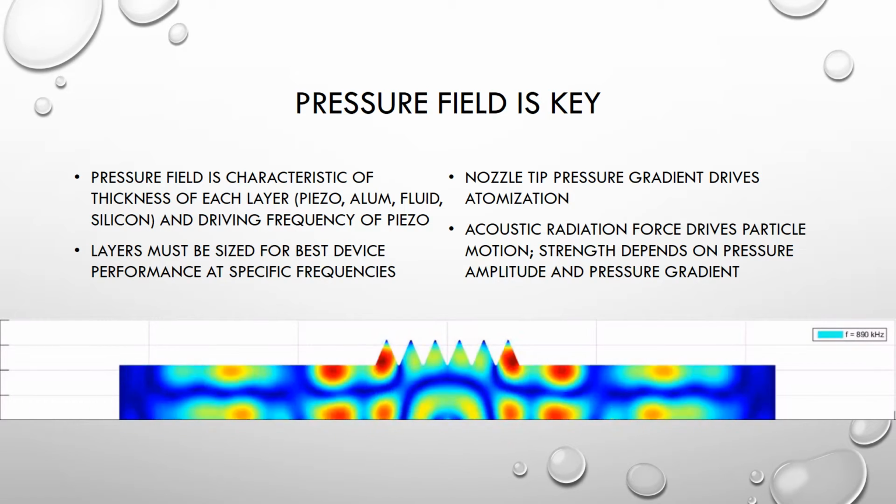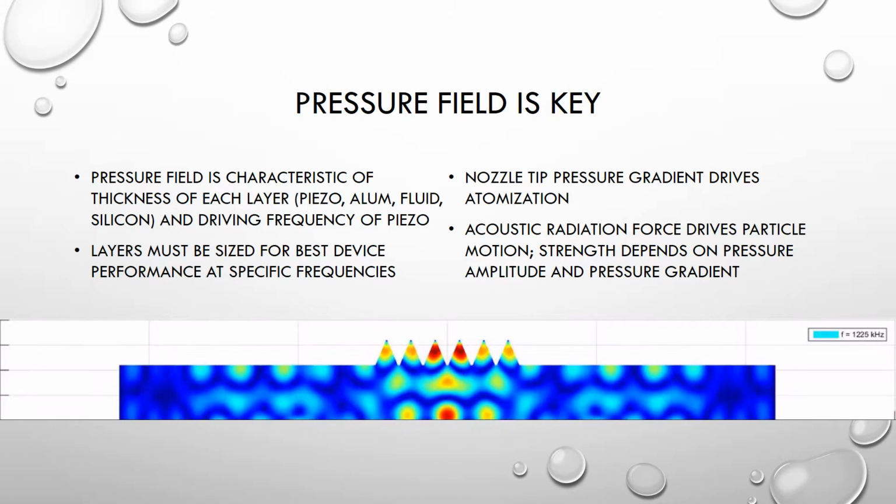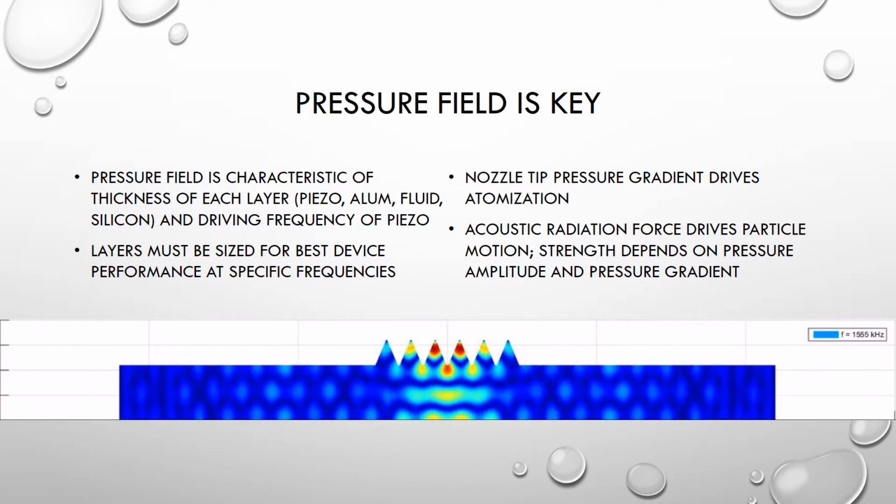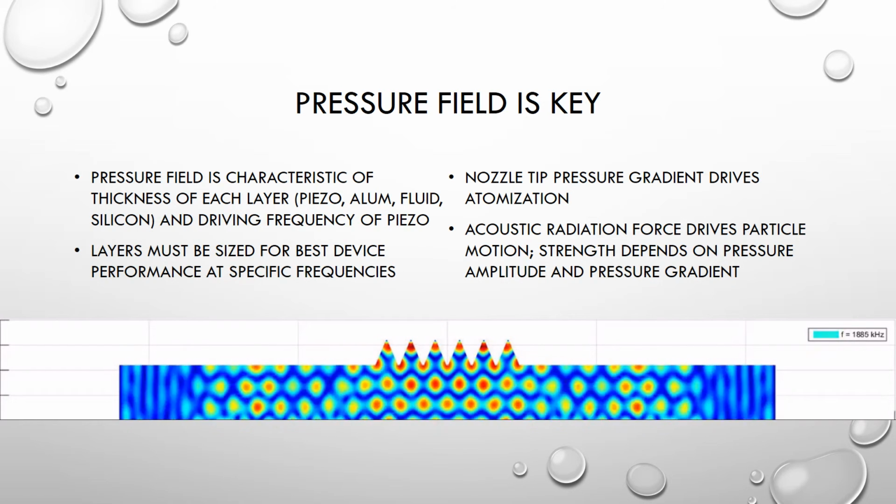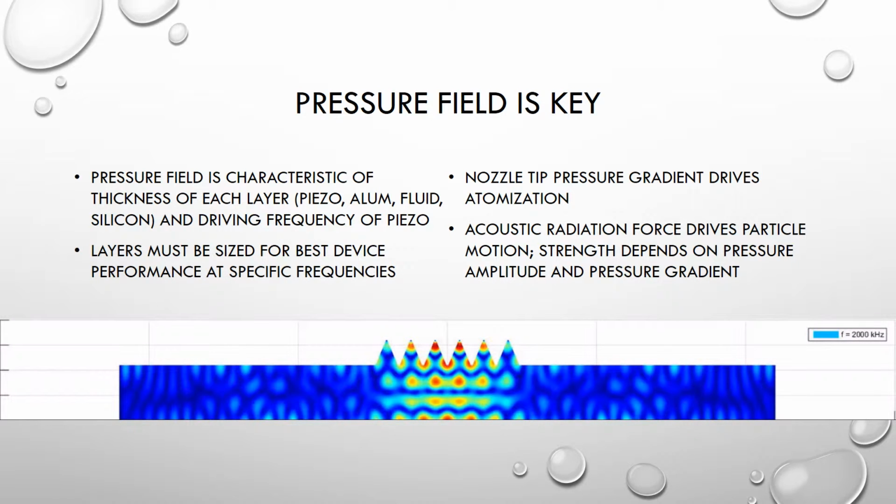So the pressure field is what drives all the operation of this device. And it's characteristic of the thickness of each layer as well as the driving frequency of the piezo. So I'll show this video, which is a frequency sweep at one specific geometry. The red is high pressure and the blue is almost zero pressure. The pressure peaks are typically on the order of 1 megapascal. And so I just swept through a frequency of 0.5 megahertz up to 2 megahertz.